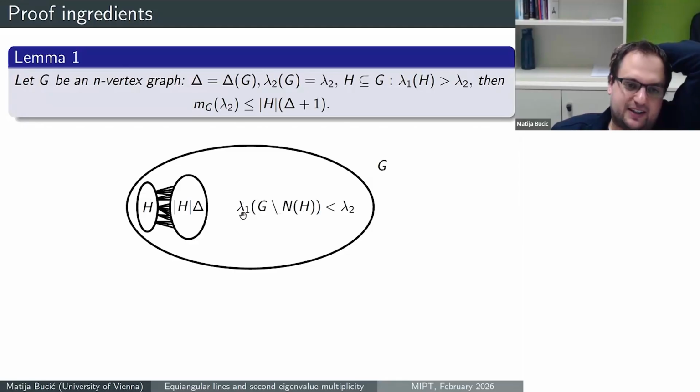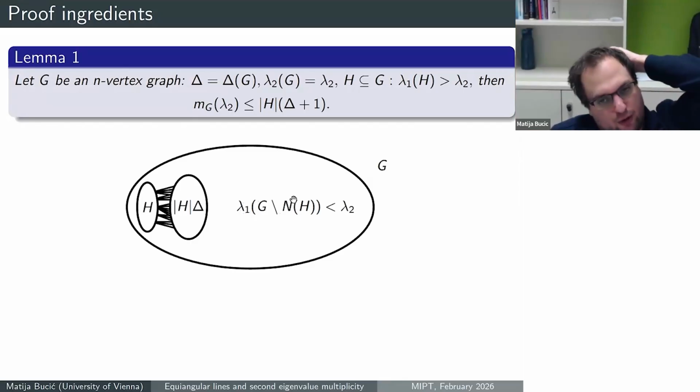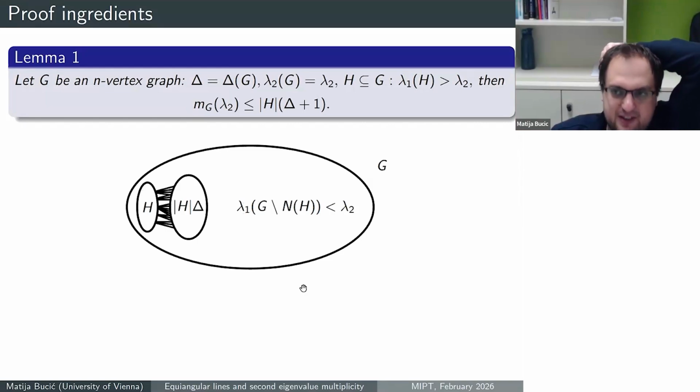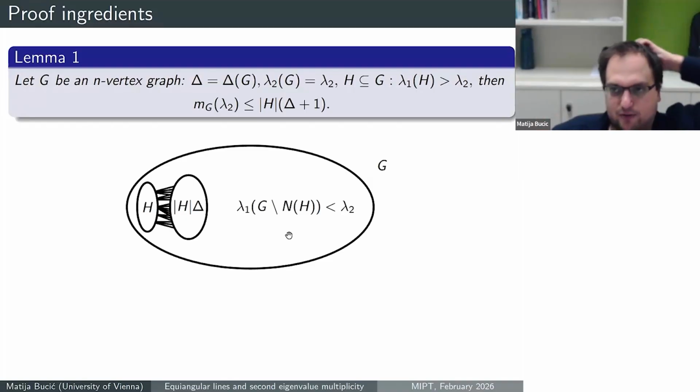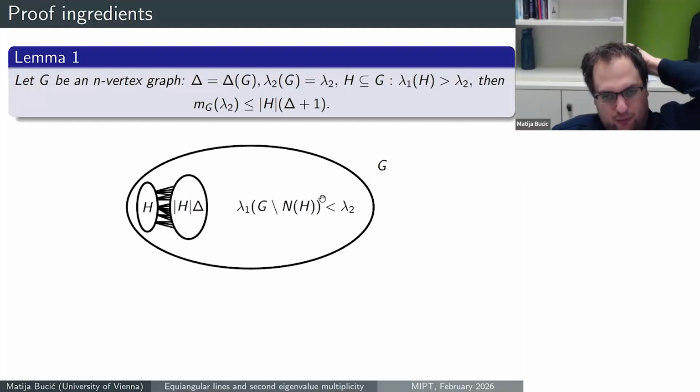So again, you can take the Perron eigenvectors, the eigenvectors of the largest eigenvalues of these subgraphs. You can take some combination of them to make it orthogonal to the Perron eigenvector of the big graph. And then you will get a contradiction to this variational definition of lambda 2, if you've ever seen that. So this is a definition of lambda 2 as this min-max thing over quadratic forms. If you haven't seen it too much, don't worry about it.